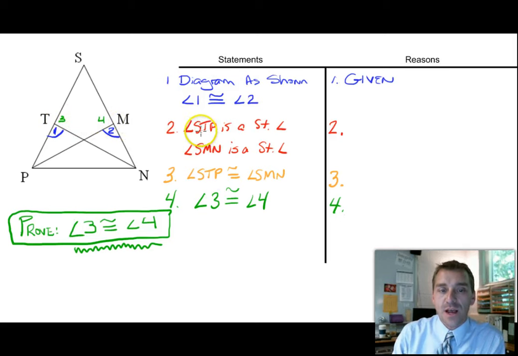So I went through and said STP is a straight angle, SMN is a straight angle. So STP straight angle, SMN straight angle. And then I said they're congruent. Weird, wonder why. Oh well. And then I said angle 3 is congruent to angle 4. So apply something that you just learned in this video to conclude that angle 3 is congruent to angle 4.